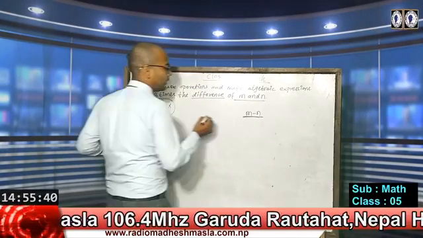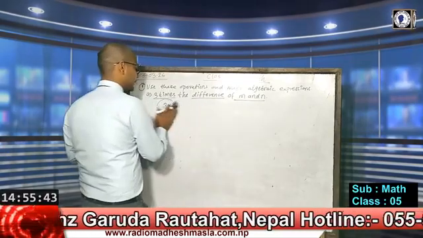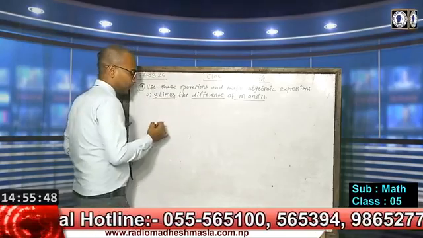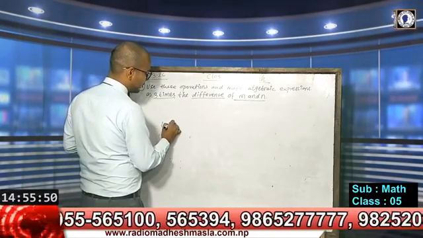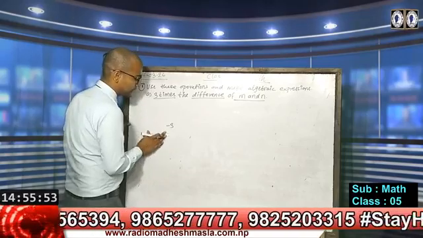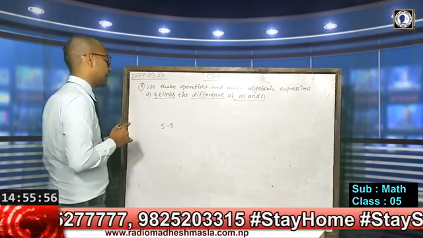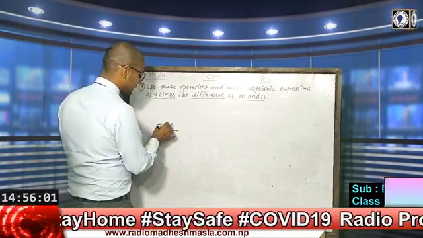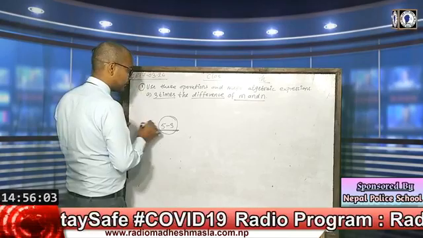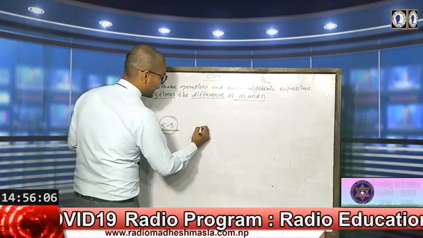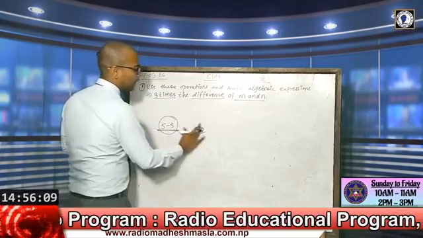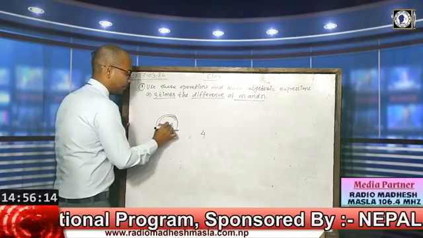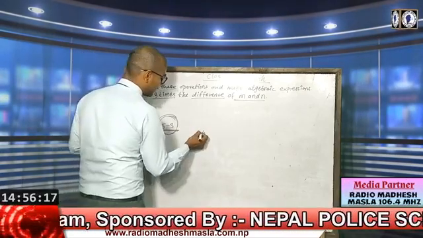Yes, so at that time we should form the expressions like this. Suppose there is 5 minus 3 given. So we can say the difference of 5 and 3. Suppose the difference of 5 and 3 is multiplied by 4. The difference of 5 and 3 is multiplied by 4.